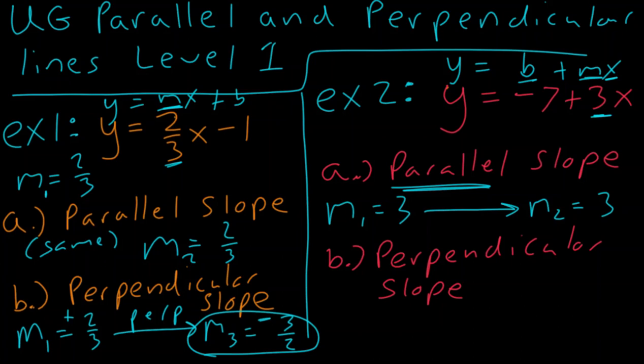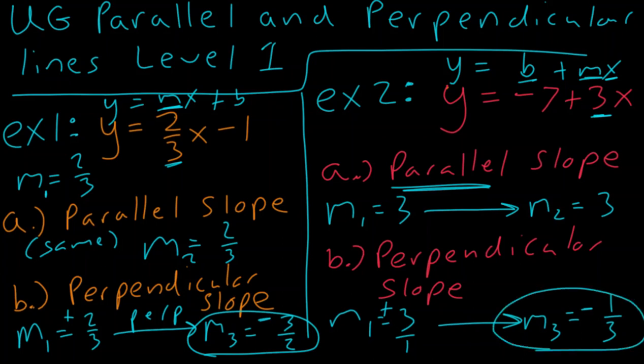All right, let's think about our example B. What would be a perpendicular slope to the slope of 3? Well, in this case, we have to change 3 into 3/1. And then when we go to write our third slope, what is the opposite reciprocal of 3/1? Well, we flip it, and we go from a positive to a negative.